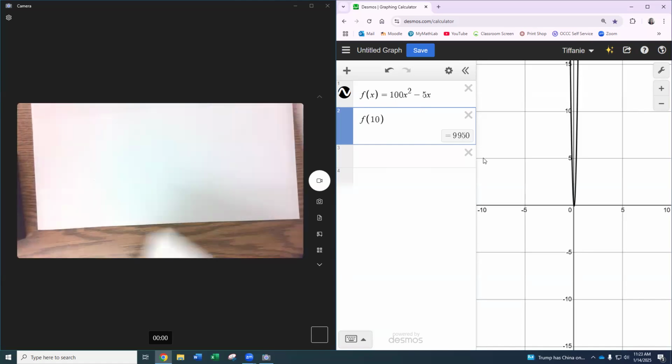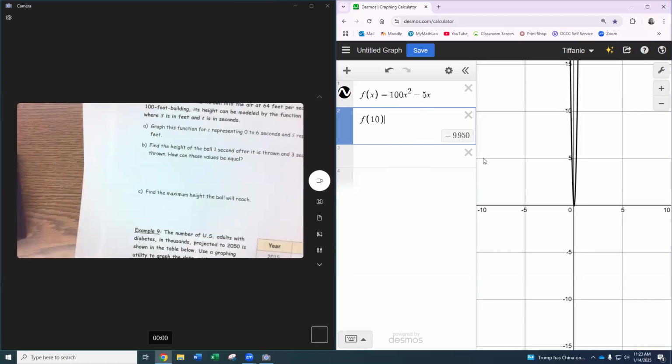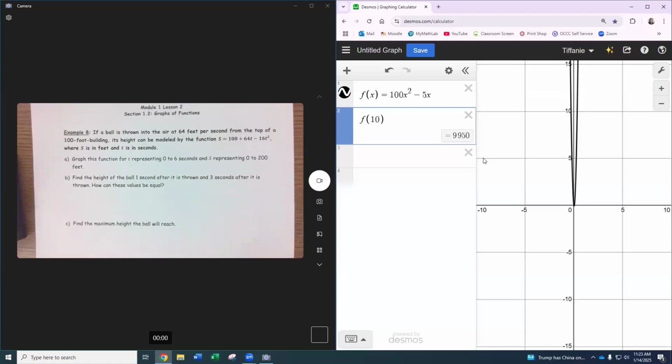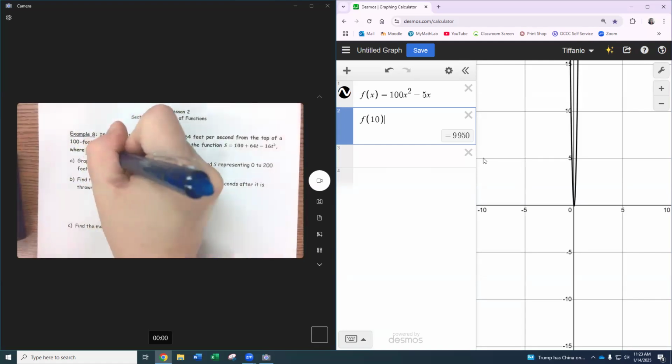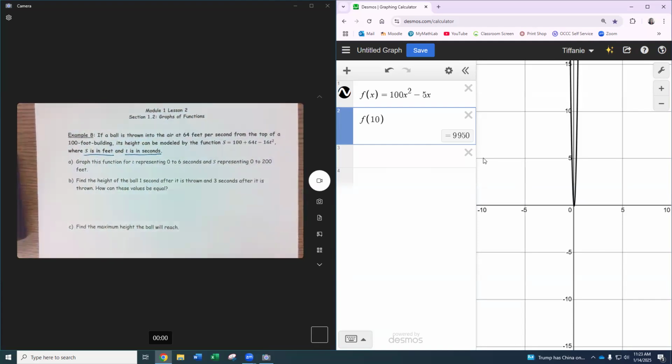Okay, let's do one more example for an application. And this one's a little tricky, but that's okay. All right. Example 8, if a ball is thrown into the air at 64 feet per second from the top of a 100-foot building, its height can be modeled by the function s equals, where s is in feet and t is in seconds. So I didn't do this last time, but typically I do like to go through and underline what all my variables mean, because we're probably going to need those in the future. Okay, so s is in feet and t is in seconds.